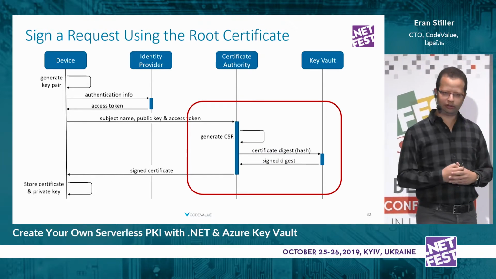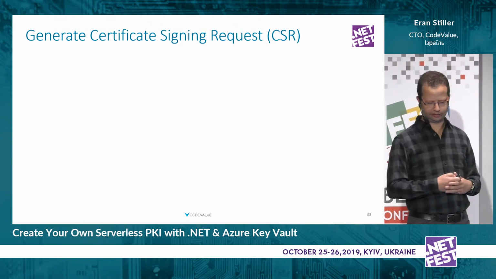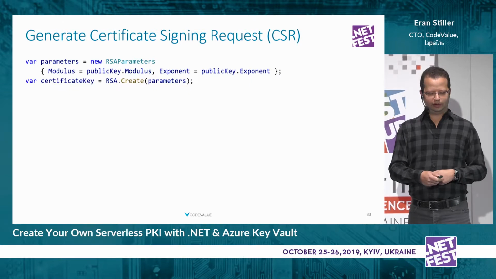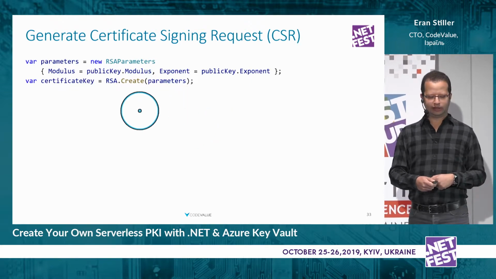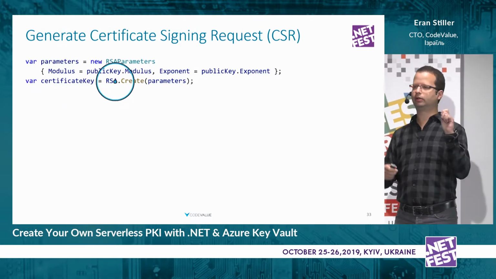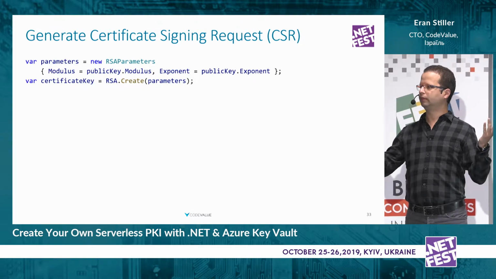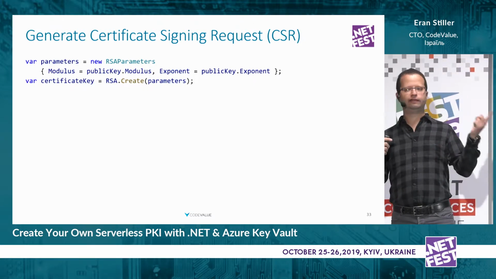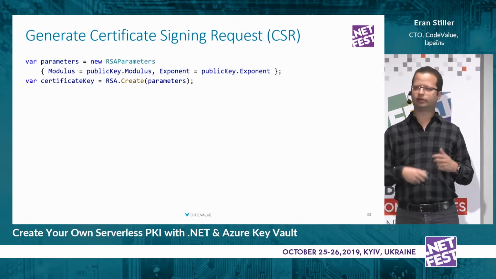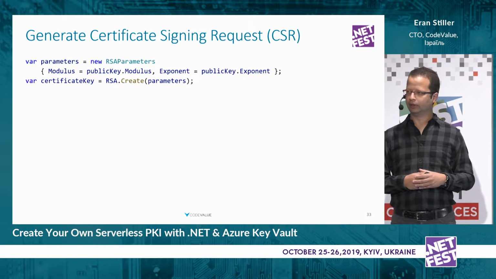So how do we generate the certificate signing request? That's rather easy. Note, we create something that's called RSA parameters, then we call RSA.Create. Remember earlier when we said RSA.Create without any parameters? That created a random key. Here, we got the public key from the device. This is an input. The exponent and the modulus are parameters of the public key. That's what represents the public key in RSA.